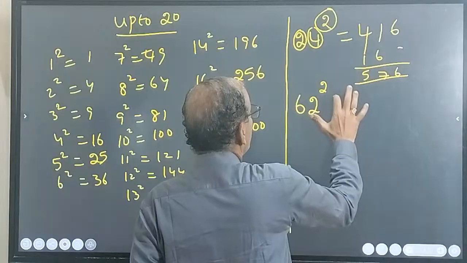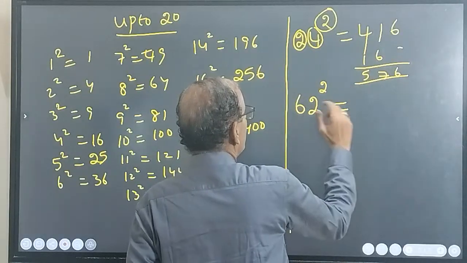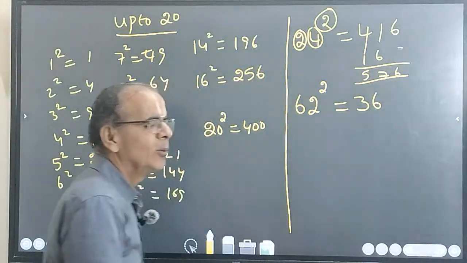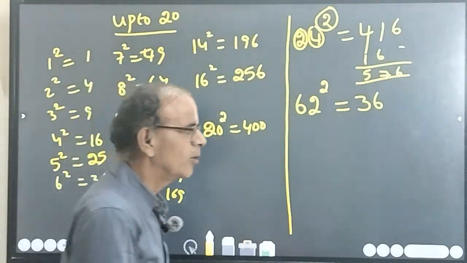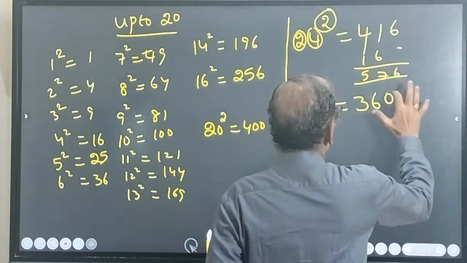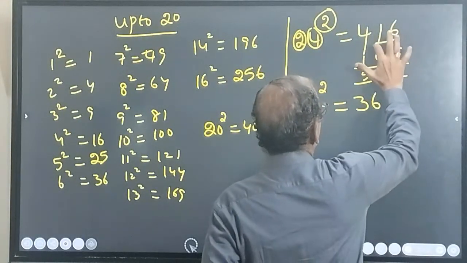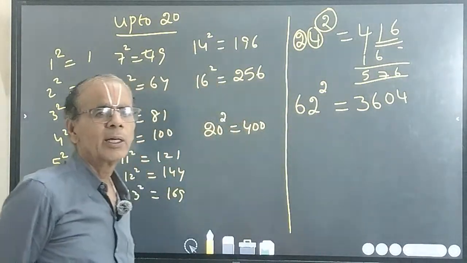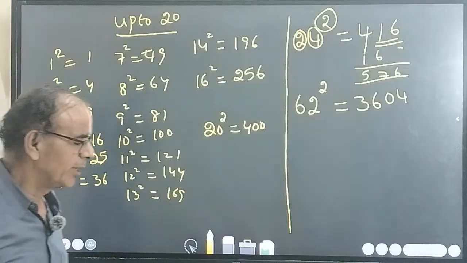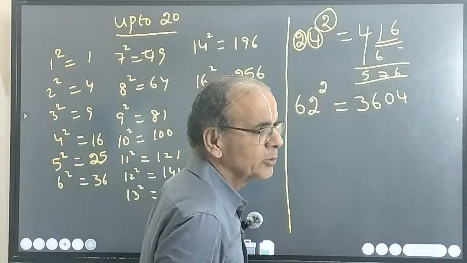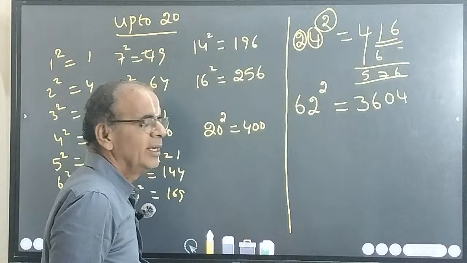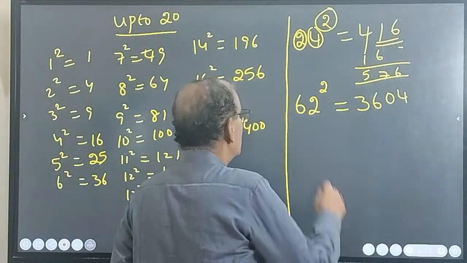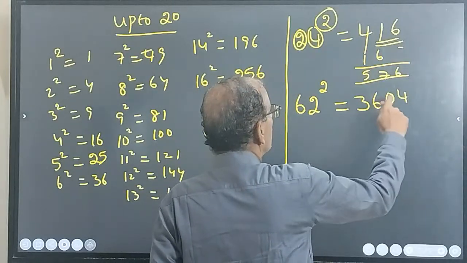Suppose I have to find 62 squared. What is 6 squared? 36. 2 squared, how much? 4. Don't write 4. You write 04. Here, how many digits are we writing? 2 digits. Whenever 1 comes, you write 01. Whenever 2 comes, you write 04. Whenever 3 comes, you write 09. So 6 squared is 36, 2 squared is 04.